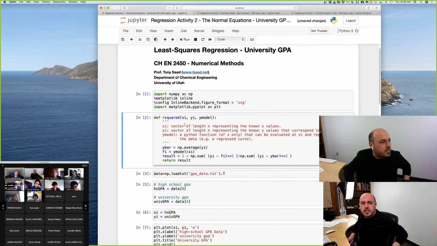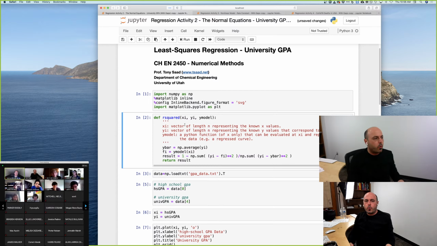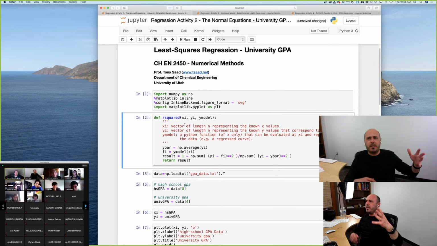And in the second cell, I have this function called r squared. Feel free to use this function as we move along in your homework. What this function does is that it computes the r squared value for the regression. And to compute the r squared value, remember we needed the mean and a bunch of other things. So I boiled it down to a very simple function call.